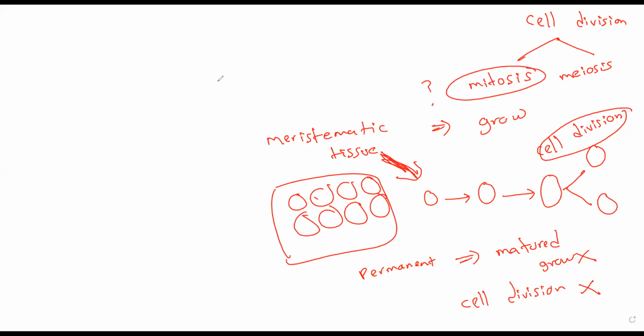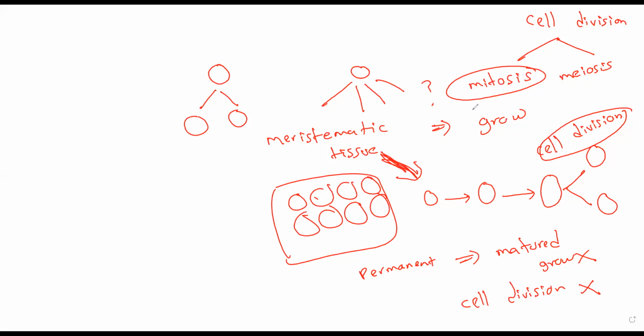Mitosis means, children, from the mother cell, the mother cell will produce two daughter cells, and the daughter cells will look identical to the mother cell. This is mitosis, okay? Meiosis means what, children? From the mother cell, you will get four daughter cells, and between the daughter cells and the mother cell, there will be variations. So that is meiosis, okay?